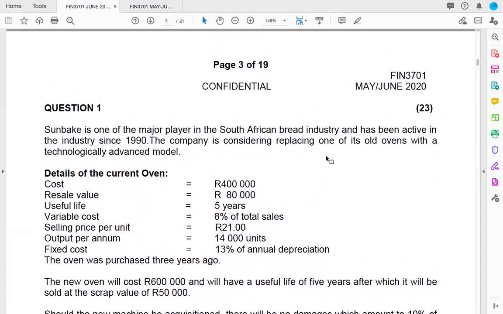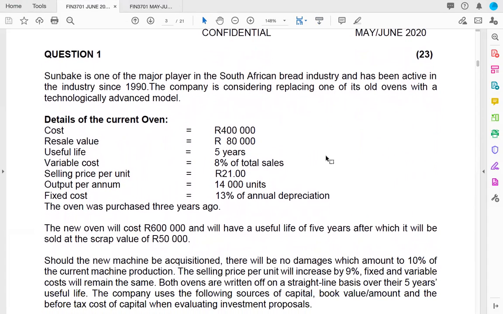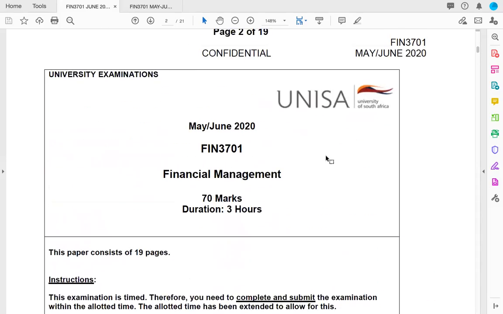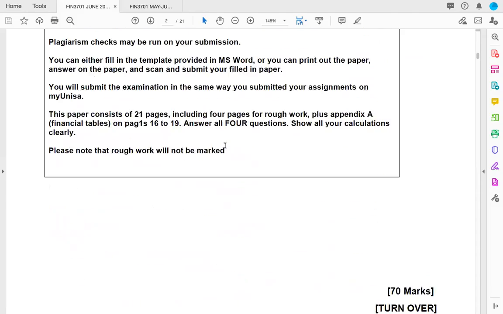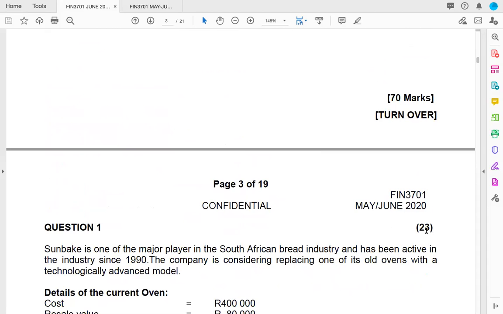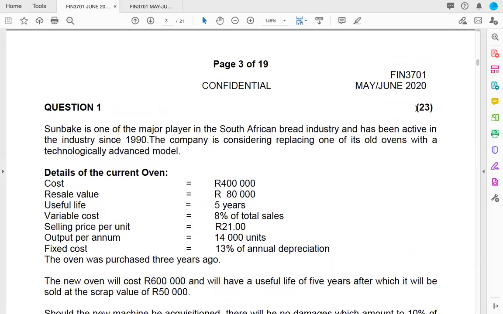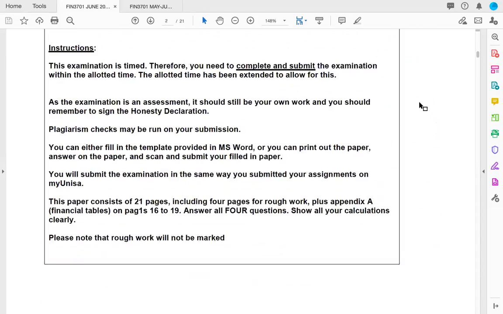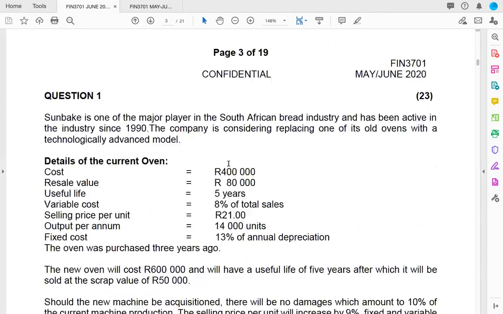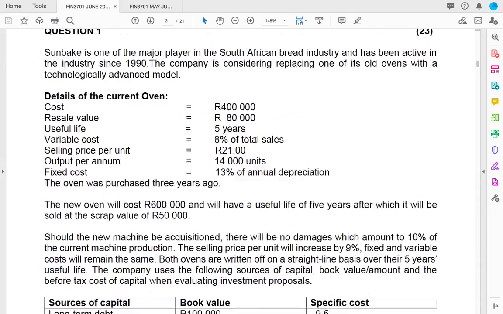Always try to manage your time right in the exam. For example, if you're dealing with a 70-mark paper and you've got a 23-mark question, what you can do is say 23 divided by 70, and then multiply that by 180 minutes, and then you'll see here I get 59 minutes. So for this 23-mark question, if it's a paper out of 70 marks, you should spend a maximum of an hour on question 1.